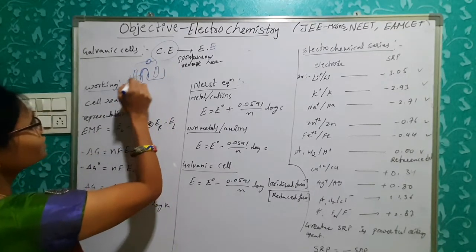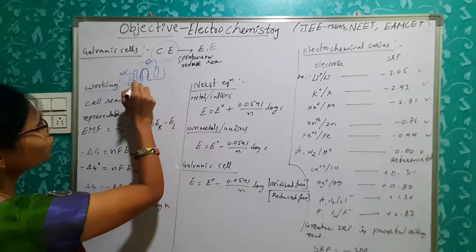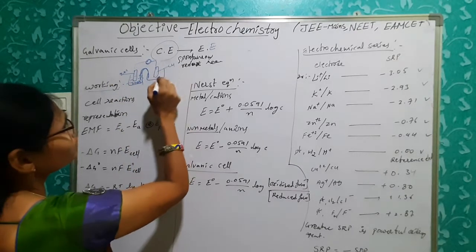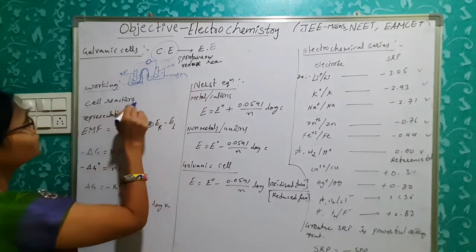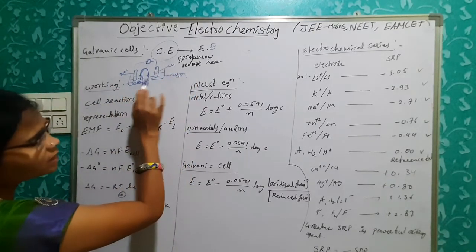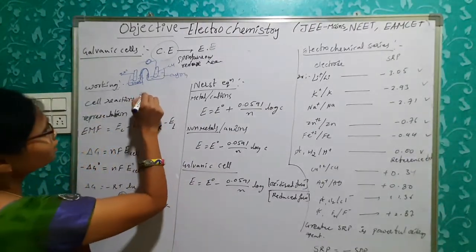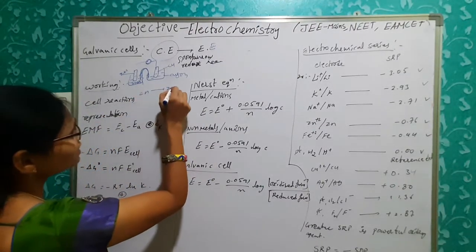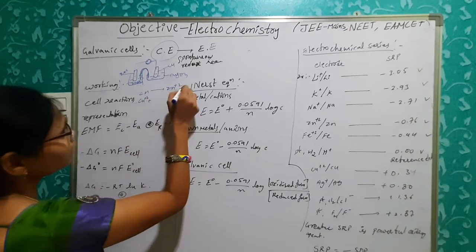For example, a zinc electrode placed in ZnSO4 solution and a copper electrode placed in copper sulfate solution. Working: at the anode oxidation takes place, at the cathode reduction takes place. At the anode, oxidation is nothing but loss of electrons, and at the cathode, reduction is nothing but gaining of electrons.